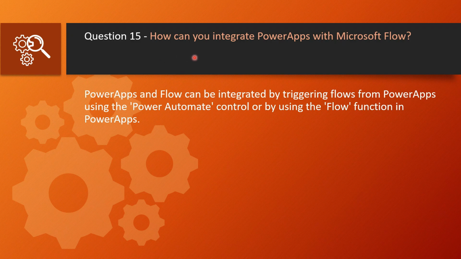Question 15 is, how can we integrate Power Apps with Microsoft Flow? Power Apps and Flow can be integrated by triggering flows from Power Apps using the Power Automate control or by using the Flow function in Power Apps. So there are two ways. One way is the Power Automate control, and another way is using the Flow function in Power Apps.